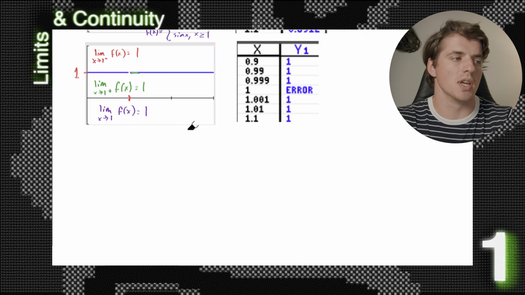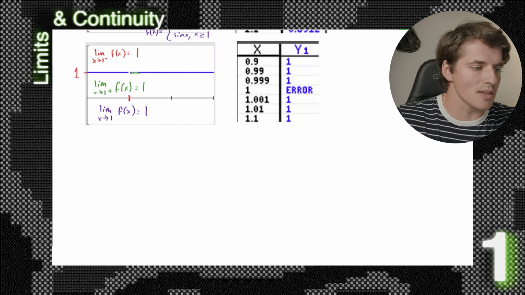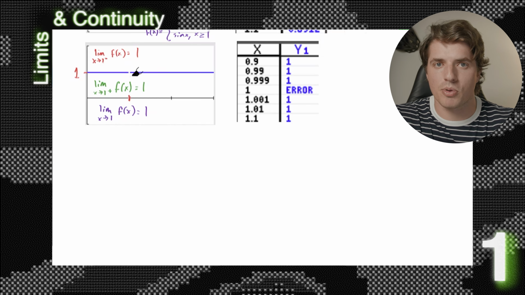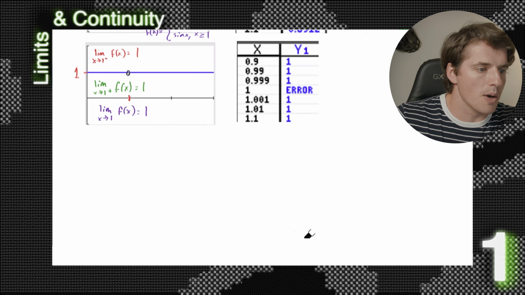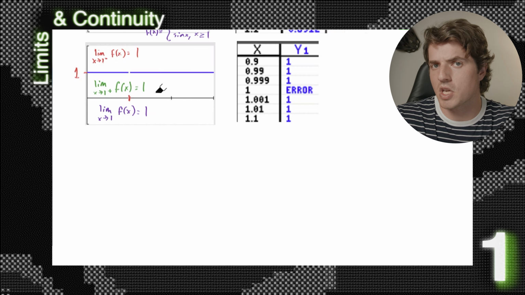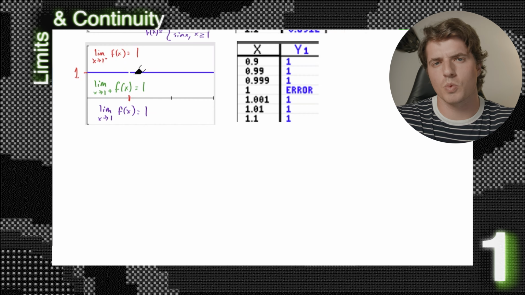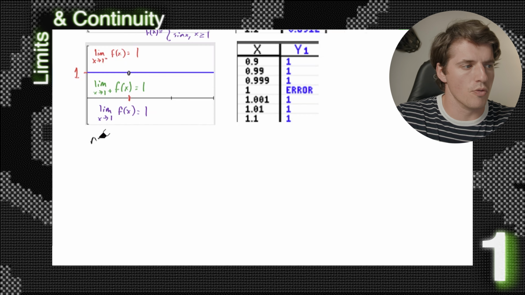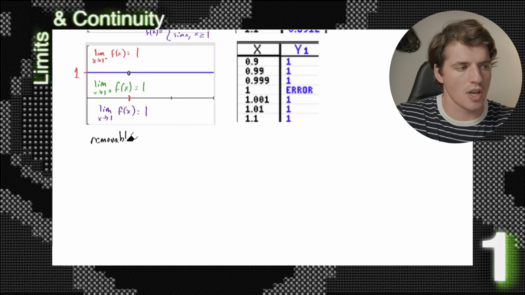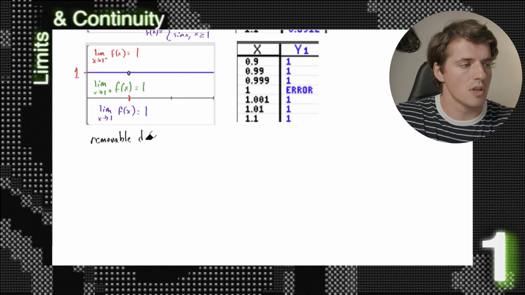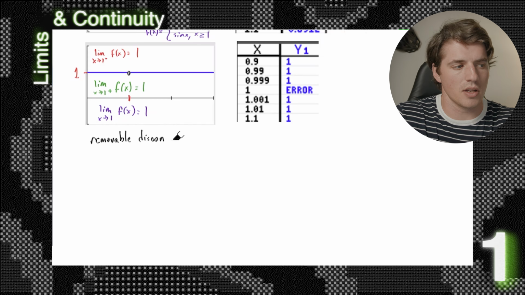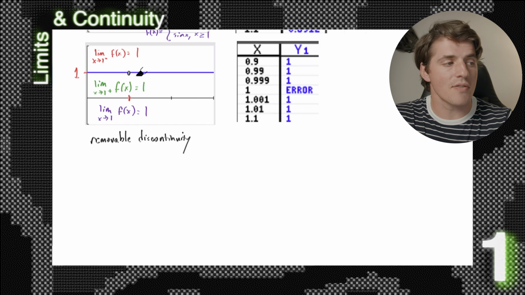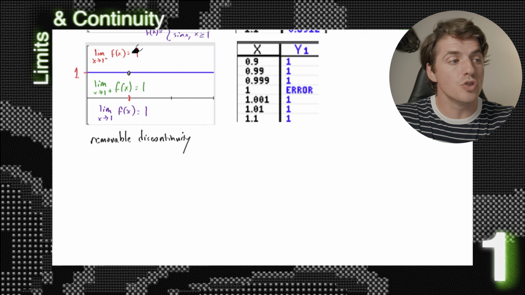Okay, you know, nothing earth-shattering here, but there is something strange about this graph. There's a little gap here. And you may have heard of this. We call it a hole in pre-cal, and we do in calculus as well, but we also call this a removable discontinuity, which we'll talk more about later. But that's what's going on here. Okay, so we don't have a value at 1, but we do have a limit.